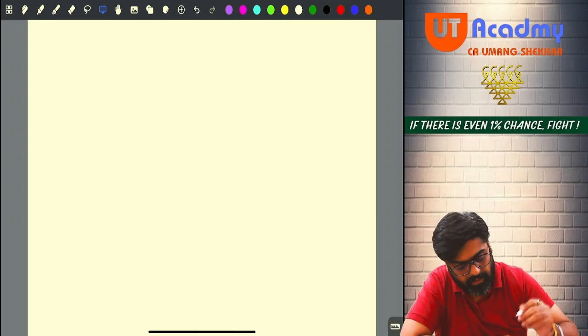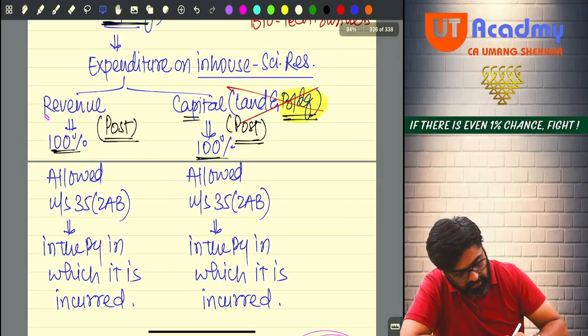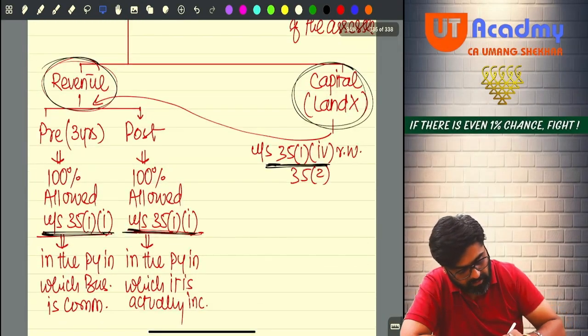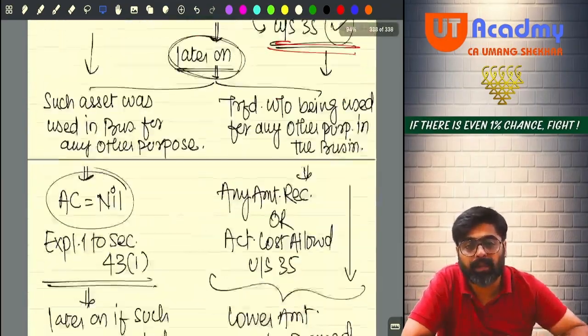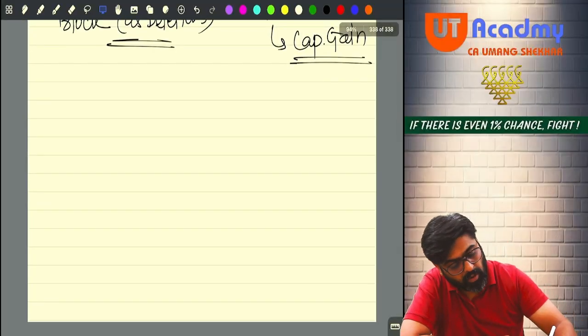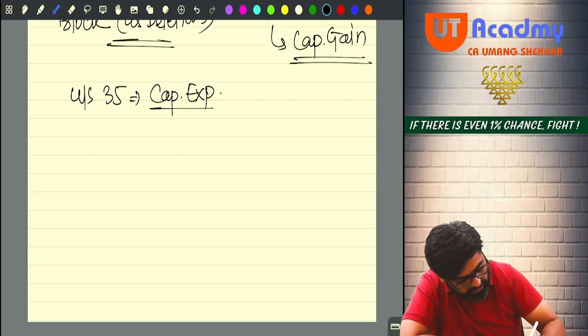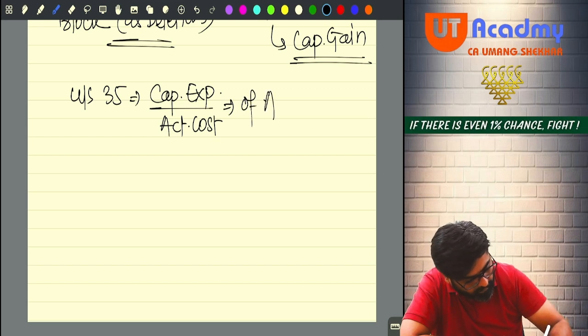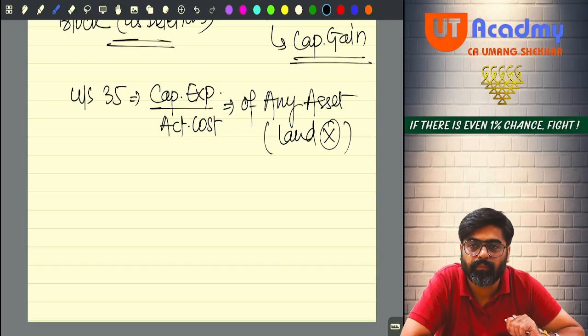Now pay attention. This entire point we have done. Now tell me one thing. Did I tell you that when you are claiming the deduction for revenue or capital expenditure, which cost is not allowed? Capital expenditure on land is not allowed, no? So under section 35, capital expenditure, meaning the actual cost of any asset is allowed, any asset other than land. Yes or no?